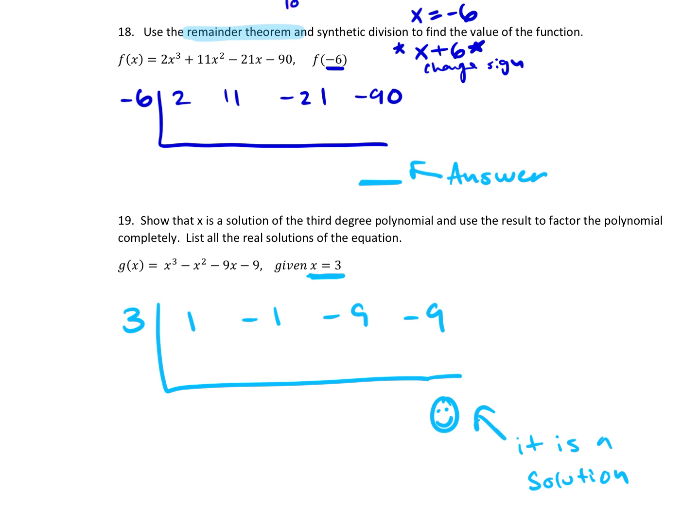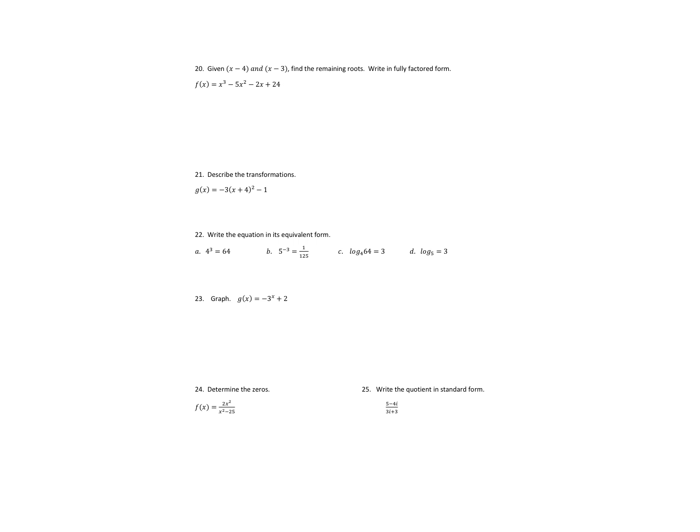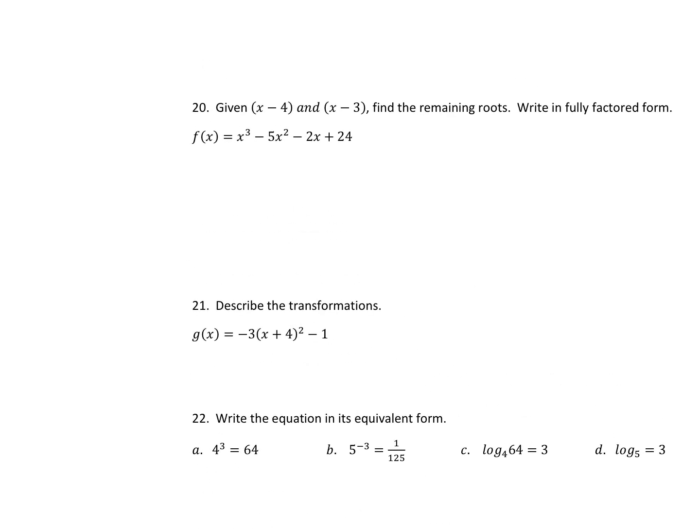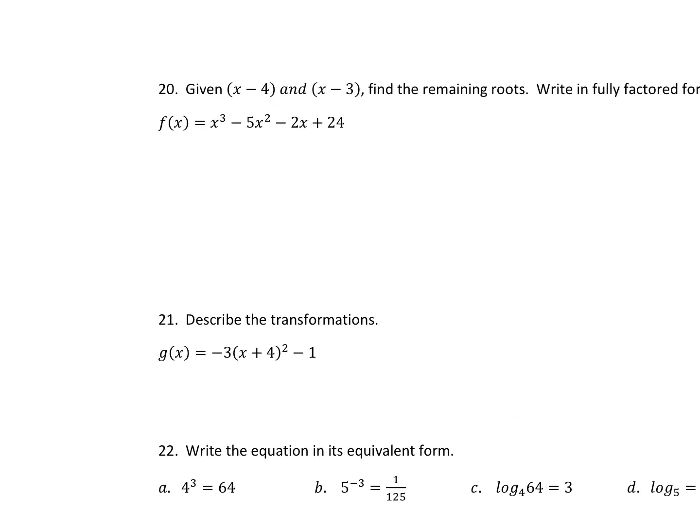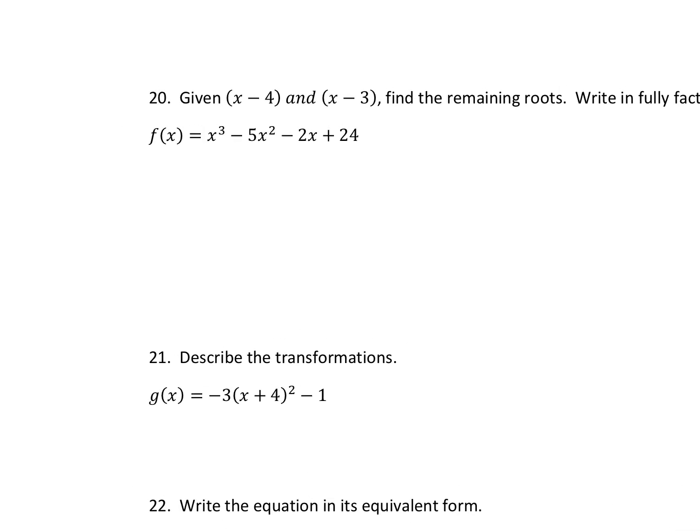If it was something other than 0 as your remainder, it's not a solution. Then since we started with x to the third power, our answer here would be x squared. From here, you would factor to find the remaining zeros. So given x minus 4 and x minus 3, find the remaining roots, write fully in factored form.